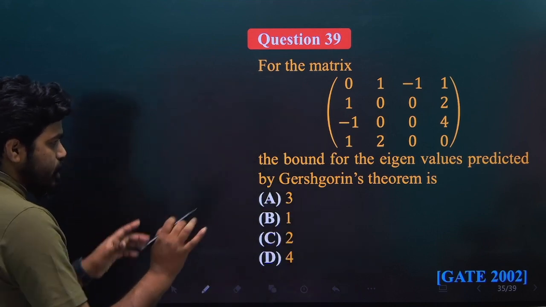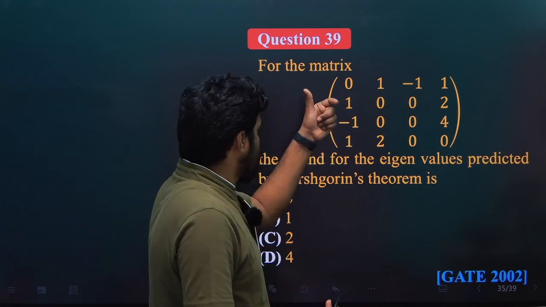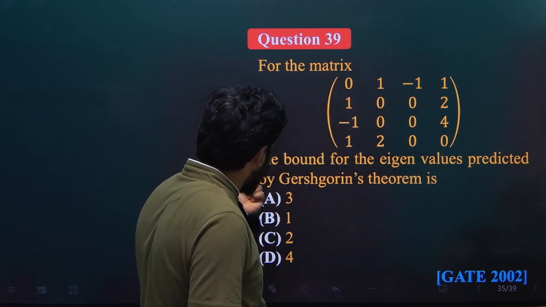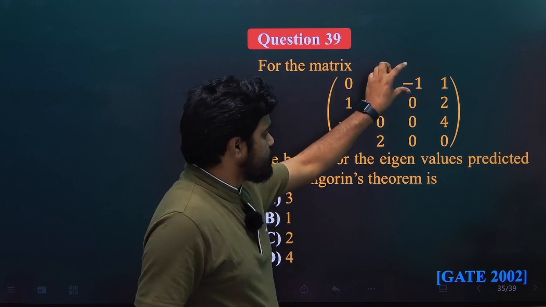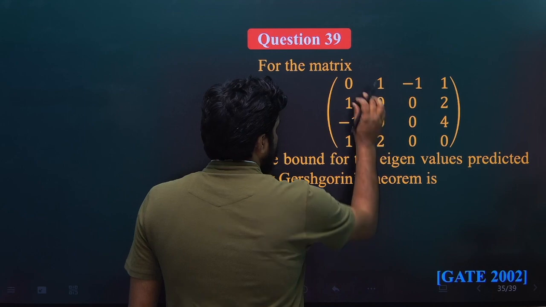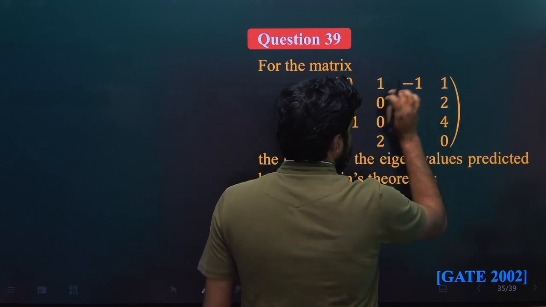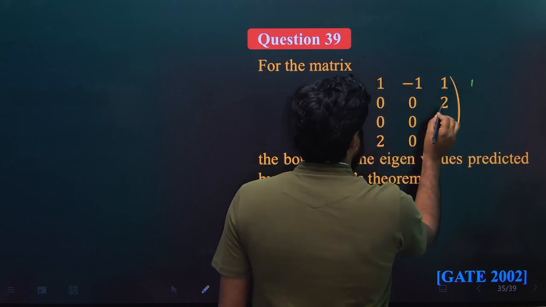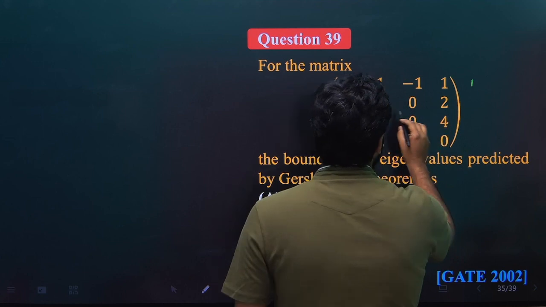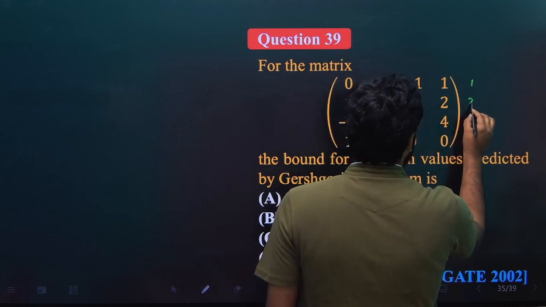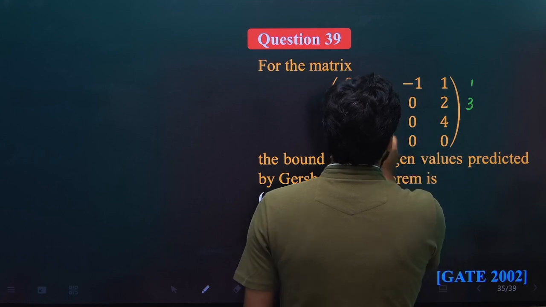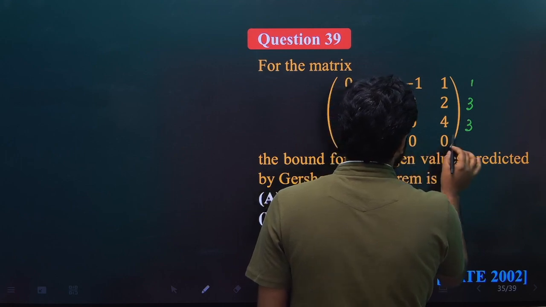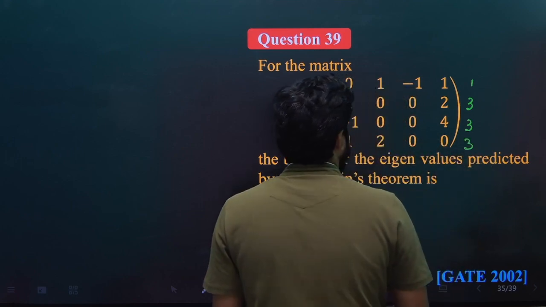Same concept, Gershgorin theorem, that is how to find the largest eigenvalue. For the matrix A, this is the bound for the eigenvalues predicted by Gershgorin theorem. Look, sum each row. The row sum will be: 1 plus 1, that is 3; 3 minus 1 plus 1 is 2, 2 minus 1 means 1. So this will be 2 plus 1, that is 3; 4 minus 1 is 3; 1 plus 2 is 3, right?